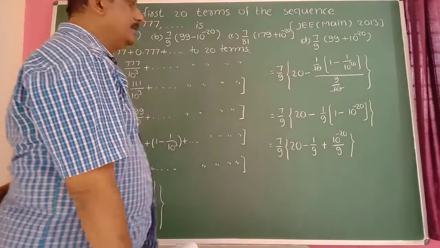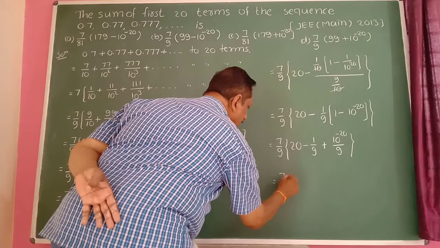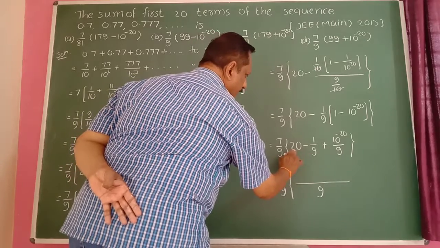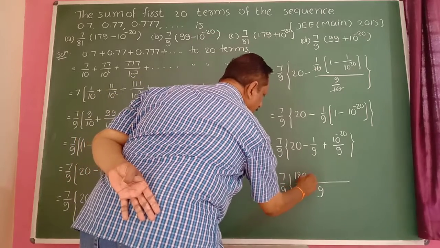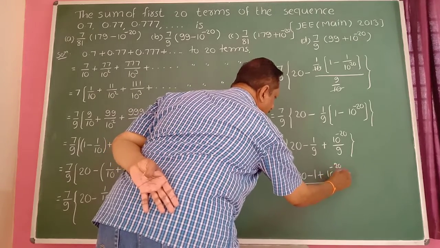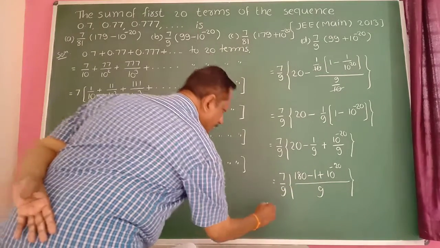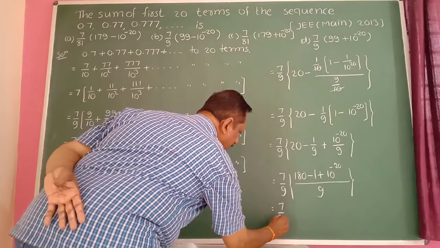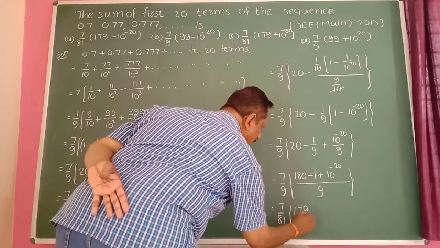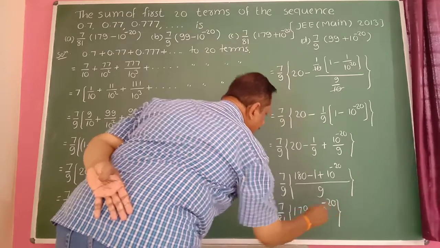Divided by 9. Here 9 is the LCM. So total 9 is the LCM in this bracket. 9 into 20 is 180, minus of 1 plus 10 raised to minus of 20. 9 into 9 is 81, so 7 by 81. 7 divided by 81. 180 minus 1 gives 179, plus 10 raised to minus of 20.